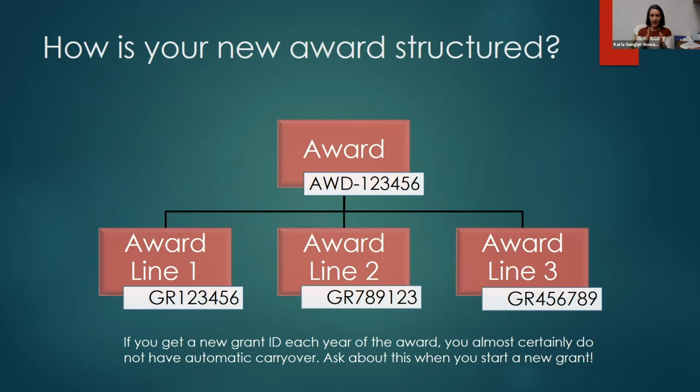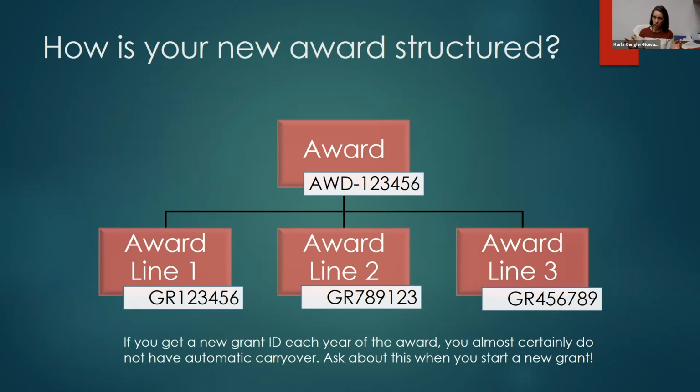Every award has at least one grant associated with it. And grants are 6 digits preceded by GR. The grant is what you use to spend. Okay, so when you're putting in a requisition, you're going to put in that GR number, and that is going to charge your grant. Okay, so you might be asking, well, when do I have more than one grant? Well, this is where your structure comes into play.